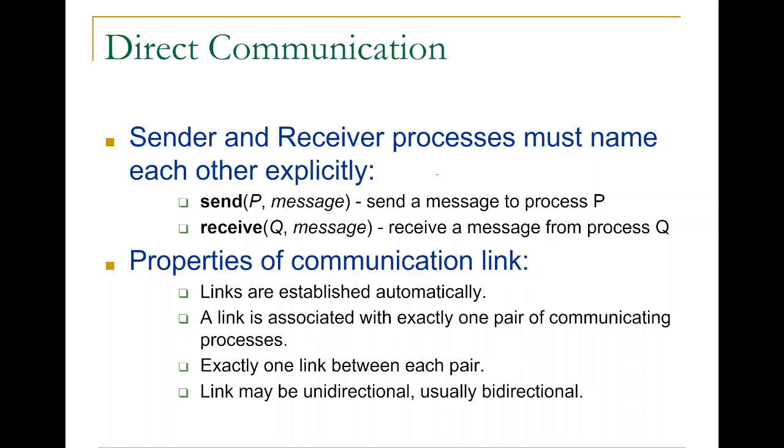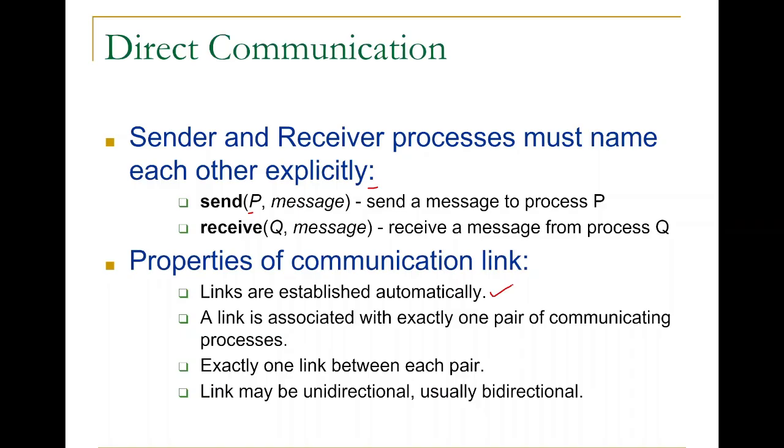All right, let's look at direct communication. Sender and receiver processes must name each other explicitly. The send P, message means send a message to process P. So you must name it: send P, send the message to P. Then receive Q, message, receive a message from process Q. All right, so this must be explicitly named. Properties of communication link. Links are established automatically.